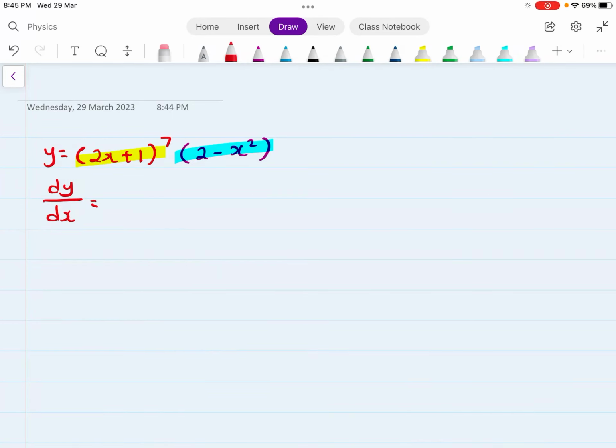Okay, so let's take a look at this question. Differentiate y equals (2x + 1)^7 (2 - x^2) with respect to x. So how do I do this type of question? First thing, this is also product differentiation. So first you must always think of: differentiate, keep, plus keep, differentiate.